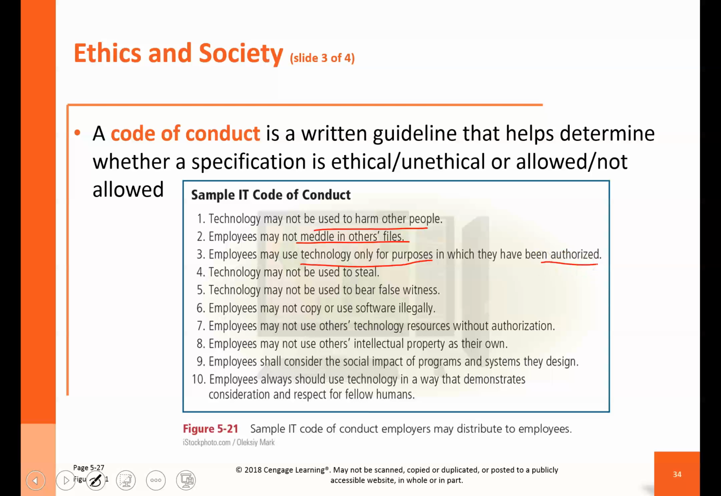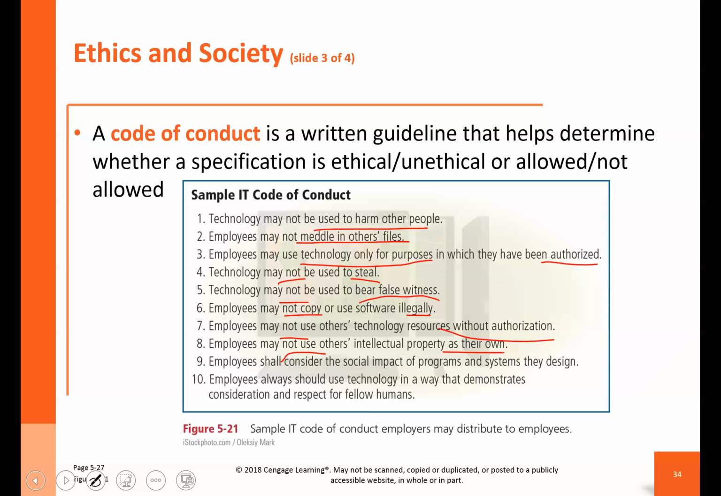That means just based on the proper way of IT use, we use it that way. And not stealing, not false witnessing, alright? That's something also very reasonable, even in the real world. Not copying illegally, that makes sense. Not using resources without authorization. Even in the real world, we have to ask people before we use their stuff. Not using it as our own, so no plagiarism as we saw earlier.